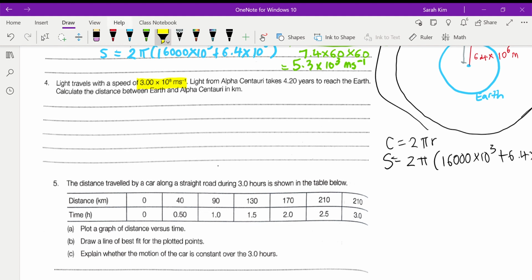Alright, so let's start with the facts. Well, obviously, speed of light. Have a look at your unit. If you're not sure what that is, hopefully we look at the unit and understand that it's the speed or the velocity: 3 times 10 to the power of 8 meters per second. What else do we know? We know that light from Alpha Centauri takes 4.2 years to reach the Earth, so that's the time it takes. So time is 4.2 years.